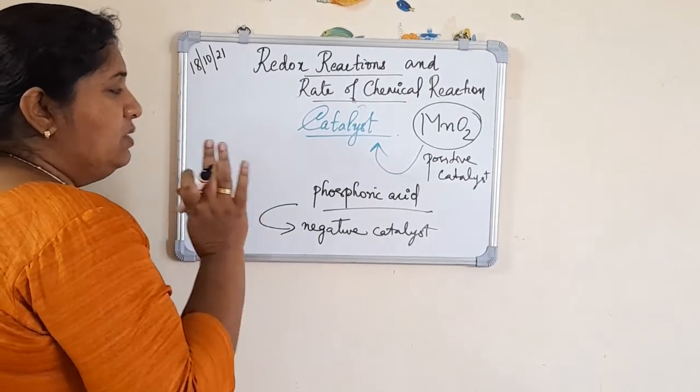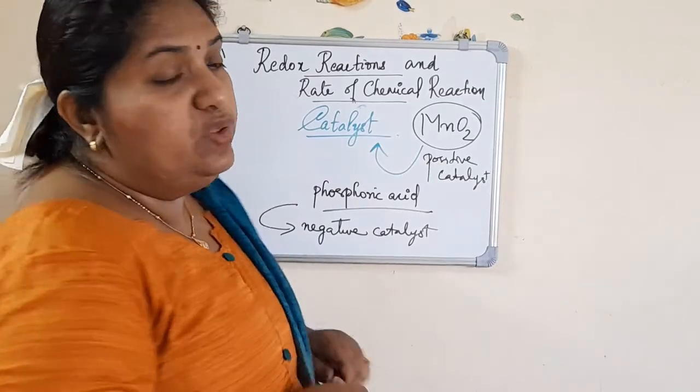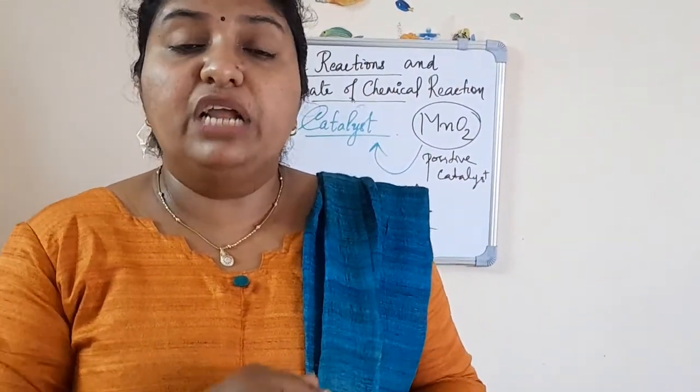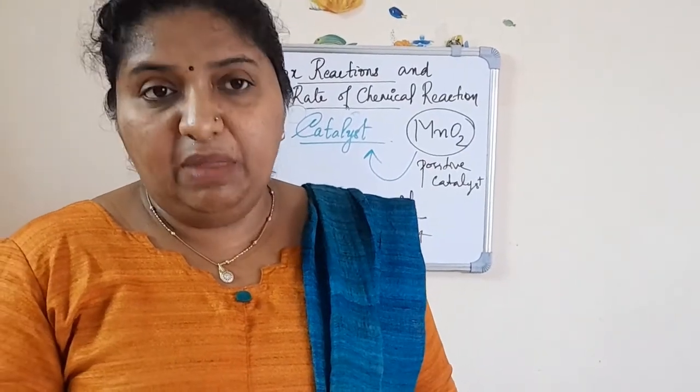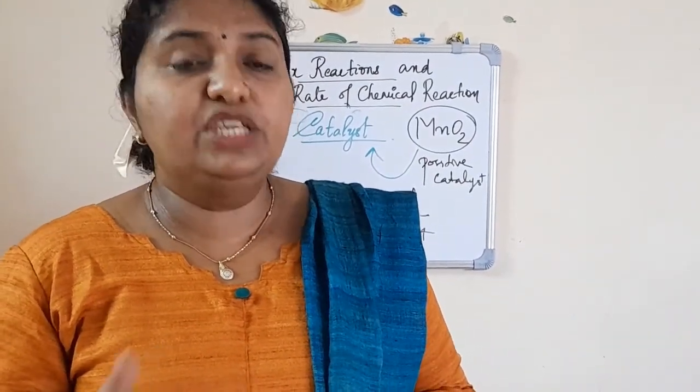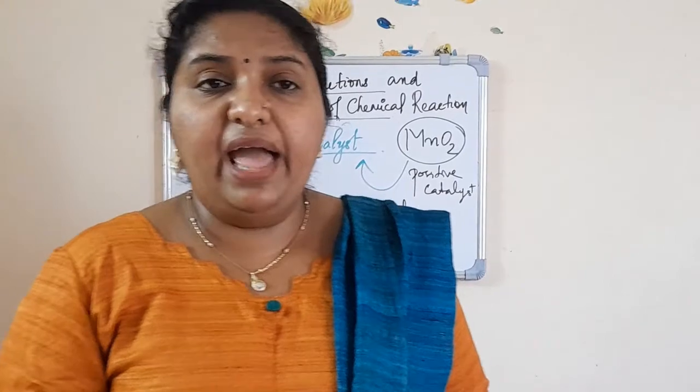So what does catalyst mean? Catalysts are those substances which just increase the speed of the reaction without themselves taking part in any chemical reaction. So with this, the chapter on redox reactions and rate of chemical reaction is over. Thank you.